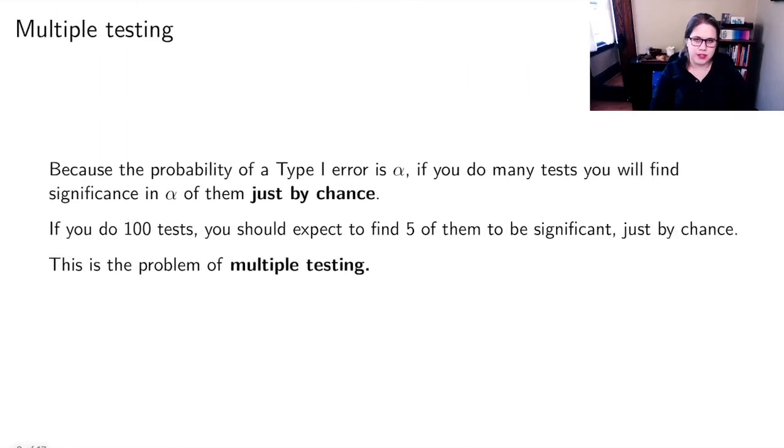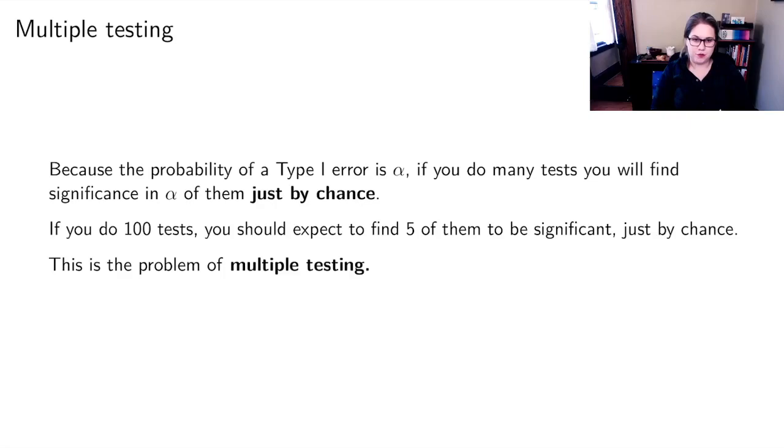And this could lead into a different type of problem. So the probability of making a type 1 error is alpha. So if you do a bunch of tests, you're going to find significance in alpha of them just by chance. So let's say you did 100 tests, you should expect to find 5 of them as significant just by chance. And we call this the problem of multiple testing.